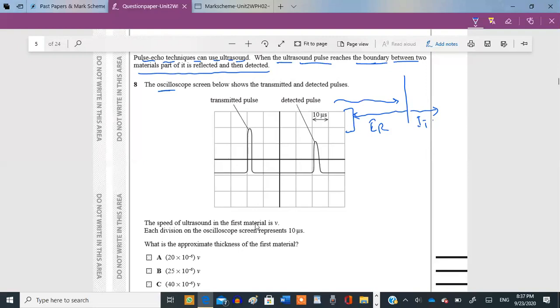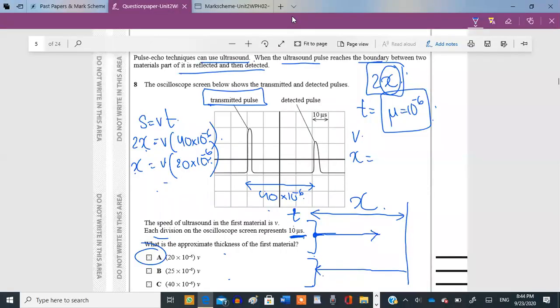Now they're telling us that the speed of the ultrasound in the first material is V. Each division on the oscilloscope represents 10 microseconds. What is the approximate thickness of the first material? This is your transmitted pulse and this is your detected pulse. What's the distance in between them? The distance in between them will give you the time interval, meaning the time it took for this reflected pulse to return to the detector.